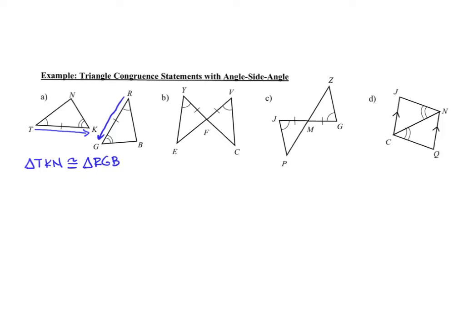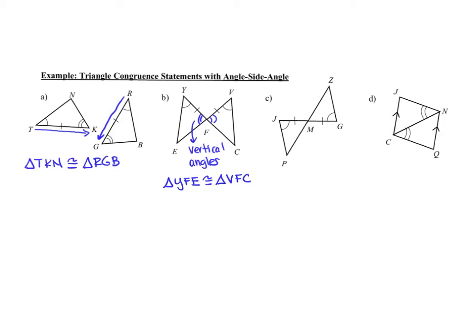If you look at letter B, in the middle here, we can mark vertical angles. Now we have an angle, a side, and an angle, and then angle, side, angle. So we have triangle YFE is congruent to triangle VFC.